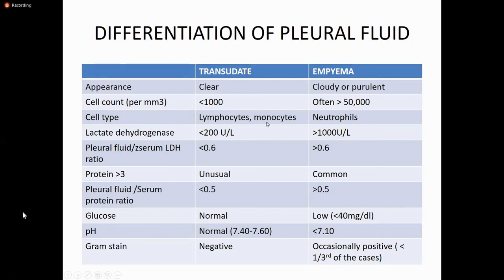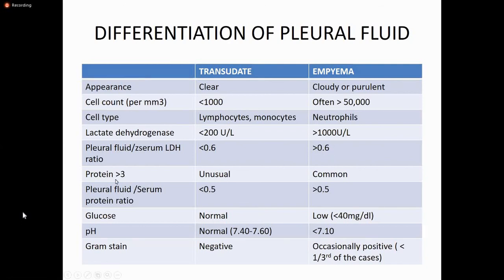There will be lymphocyte or monocyte predominance in case of transudate. On the other hand, there will be neutrophil predominance, or neutrophilia, in cases of empyema. Lactate dehydrogenase will be less than 200 units per liter in cases of transudate, and more than 1,000 units per liter in case of exudate. Then we send the pleural fluid to serum LDH ratio, and it is less than 0.6 in cases of transudate, and more than 0.6 in case of empyema.